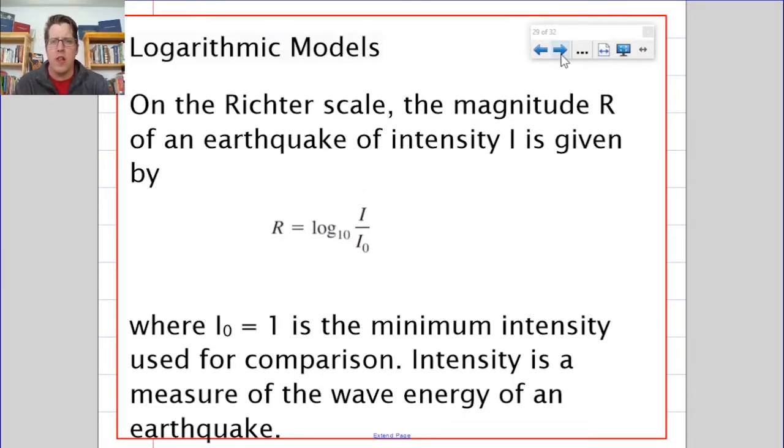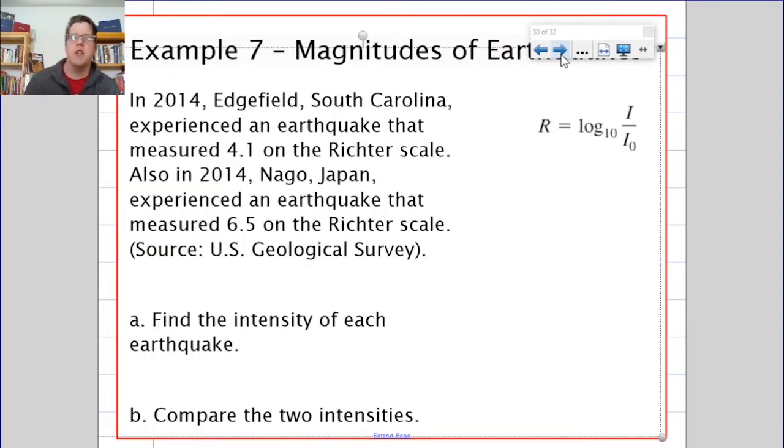Another thing that uses a logarithmic model is the Richter scale. The Richter scale measurement gives you a measurement of the intensity of the waves of the earthquake compared to the minimum intensity of 1 that you can use for comparison. In 2014, Edgefield, South Carolina experienced an earthquake that measured 4.1 on the Richter scale. In the same year, Nago, Japan experienced an earthquake that measured 6.5. Find the intensity of each earthquake.